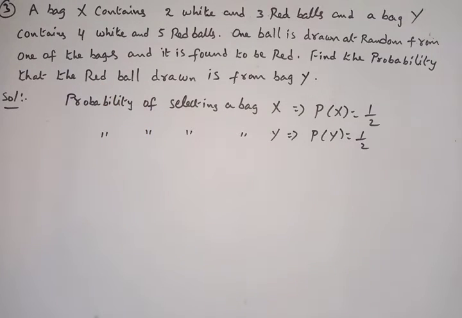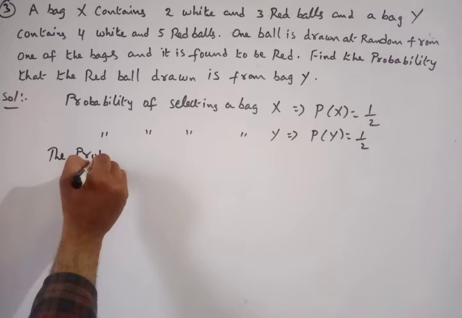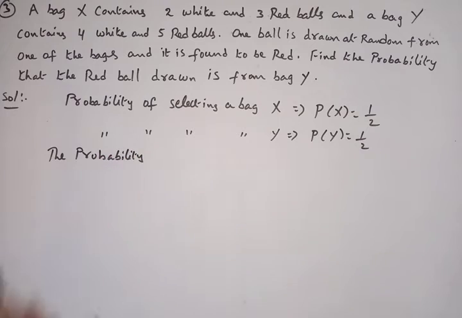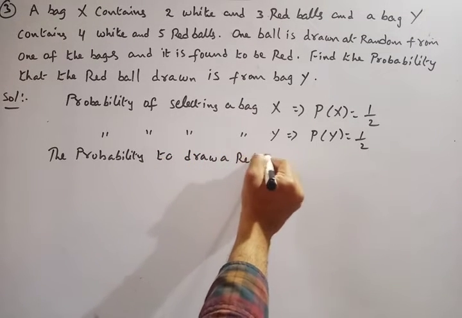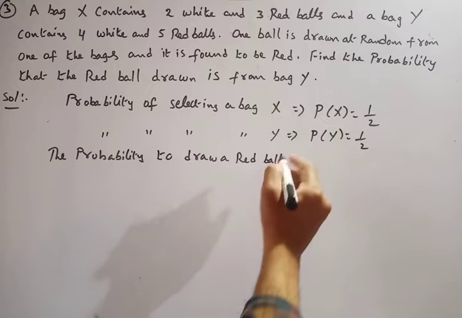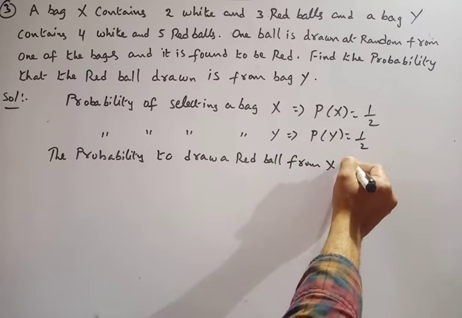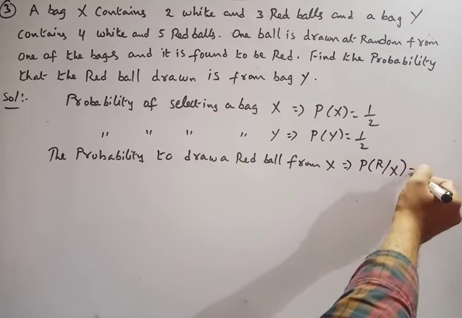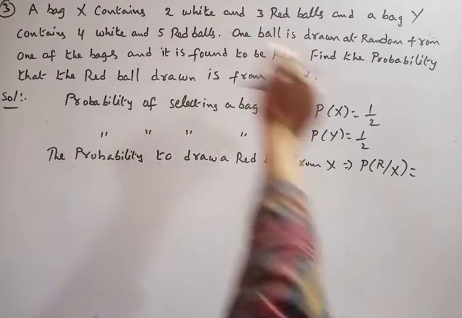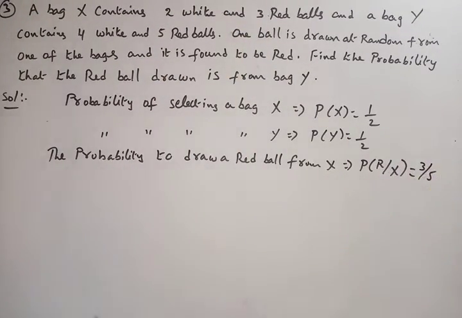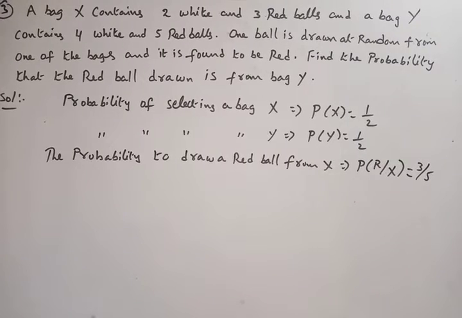So if R is a red ball, selecting from X. Now what do we have to write? The probability to draw a red ball from X is P of R by X. How many red balls are there? 3. So total how many? 5. So 3 by 5.